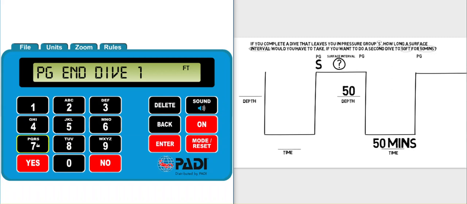So I'm going to enter the S in here by clicking on the 7 button 4 times. And then click enter. It now wants to know what the depth of my second dive is. Again, just glancing at my diagram, I can see the depth is 50 feet. So I can click enter there. It's going to give me a bit of information to help me plan my second dive. I don't need that information. I can just click enter because I know that my planned time is 50 minutes.